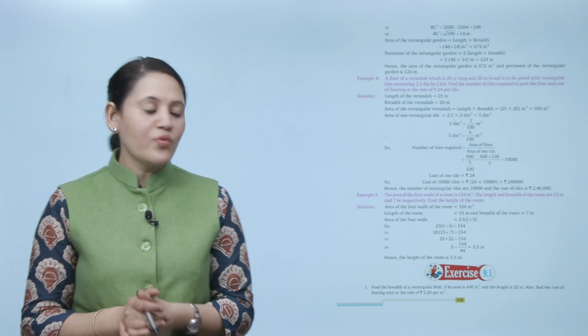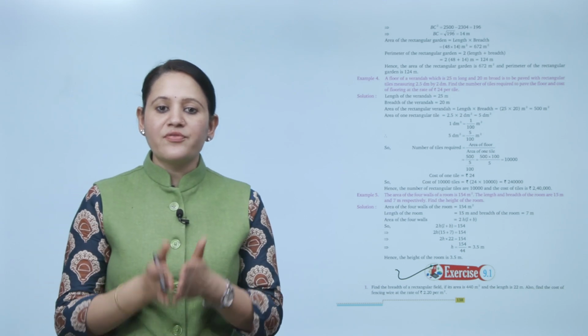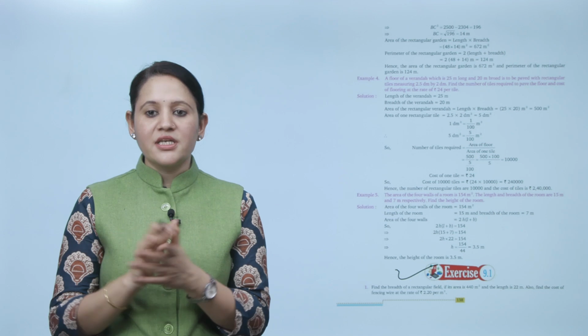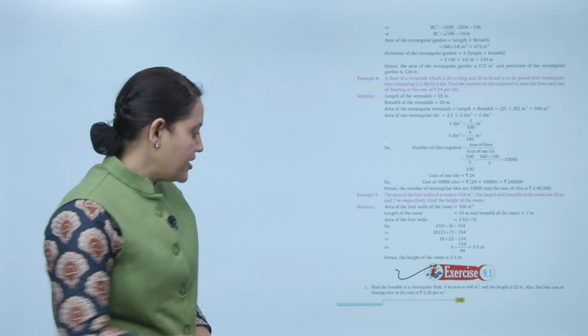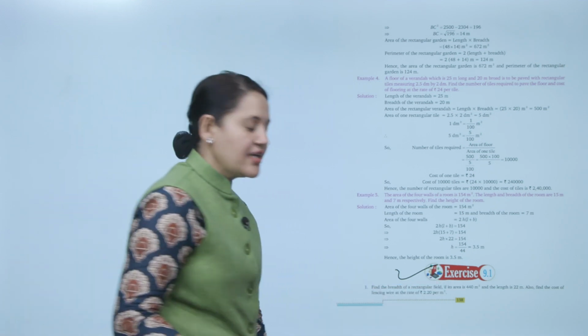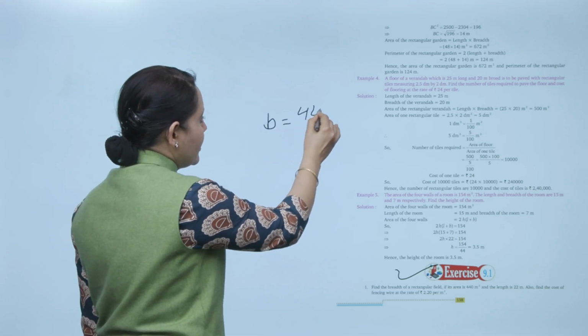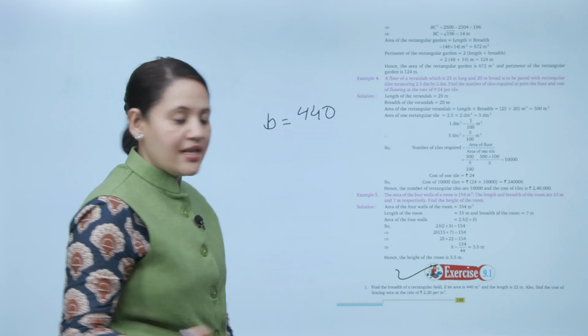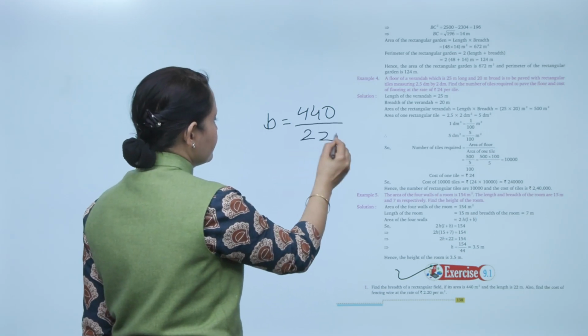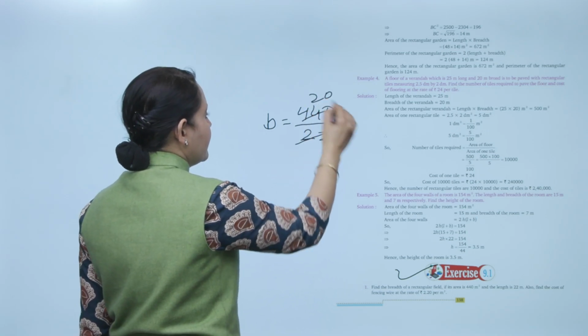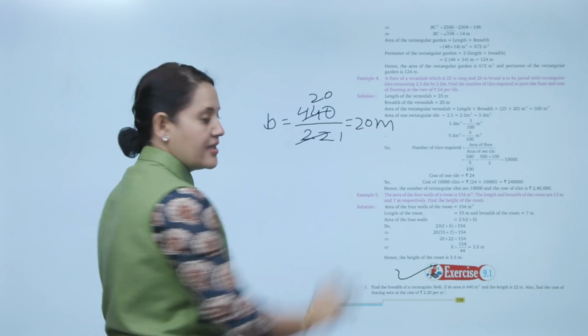Next is exercise 9.1. Find the breadth of the rectangular field if its area is 440 meter square and the length is 22 meter. Also find the cost of fencing wire at the rate of rupees 2.20 per meter. So here area is given and length is given. We have to find the breadth. Breadth equals to area divided by length. That is 20 meter.